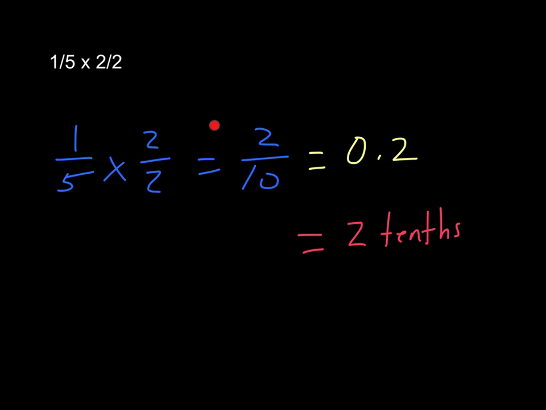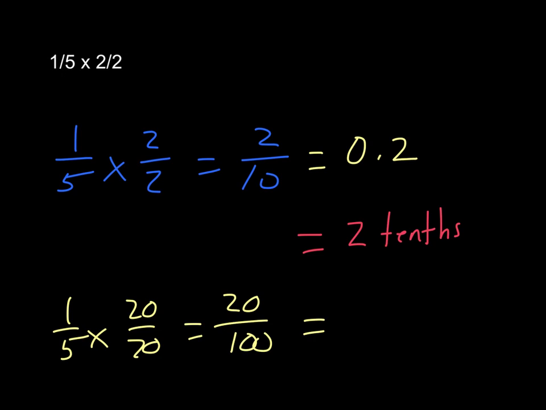Okay. As a fraction, we can multiply it straight across and we get 2/10, which as a decimal is the same as 0 and 2/10, or we can write it in word form. Another thing that we could do is if we had 1/5 times 20 over 20, another fractional 1, we would have 20 1/100ths, which is the same as 0 and 20 hundredths. Okay? Remember that 2/10 and 20 hundredths are the same value once you simplify.